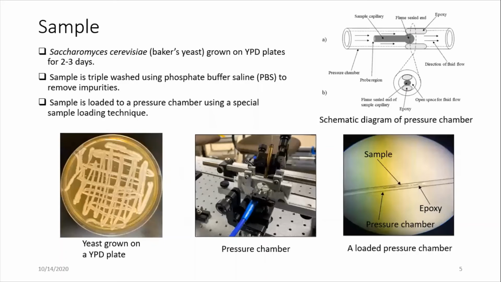For our sample, we use Saccharomyces cerevisiae, also known as Baker's yeast, grown on YPD plates for 2 to 3 days. We triple wash our sample and load it into a special chamber known as a pressure chamber, as you can see in the second photo. If you look closely into the pressure chamber, it looks something like this, and our sample goes inside it. It is trapped there, and we excite our sample in the optically viable region of the pressure chamber.